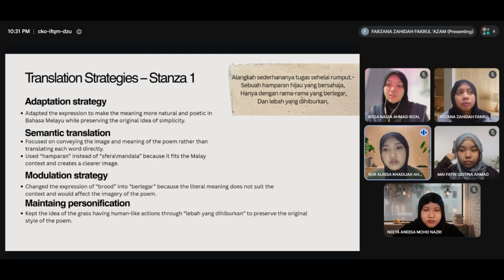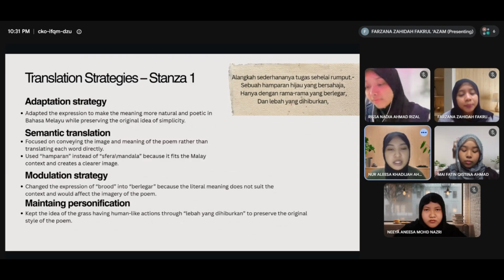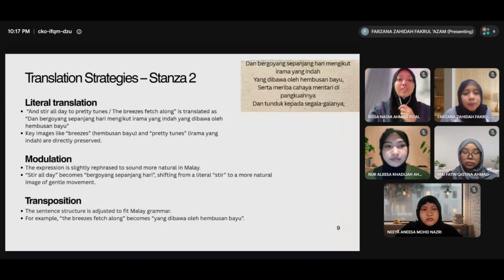This preserved the original poetic style where the grass is given human-like qualities. Overall, these strategies help ensure that the translation remains faithful to the meaning and imagery of the original poem while adapting it appropriately to Malay. That's all from me.